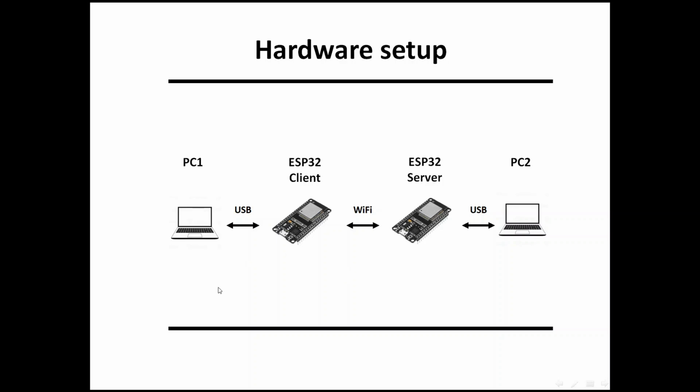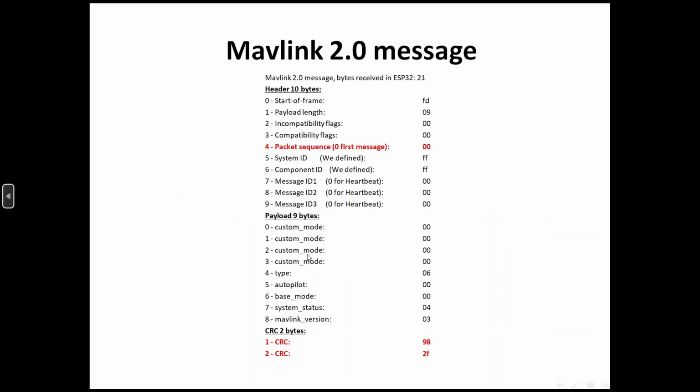Now we are on our PC number 1, looking at this ESP. The message that we are talking about is the MAVLink 2 format heartbeat message, where the first field is obligatory: the payload number, which is the number of bytes. In this case it's 9 bytes. You see it here. This is the payload.